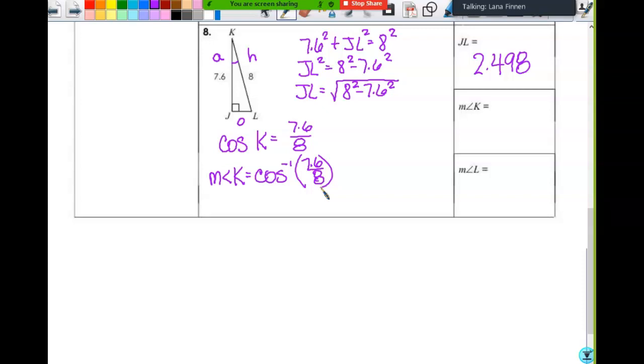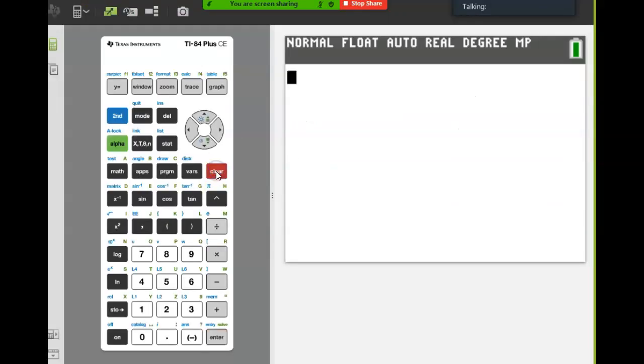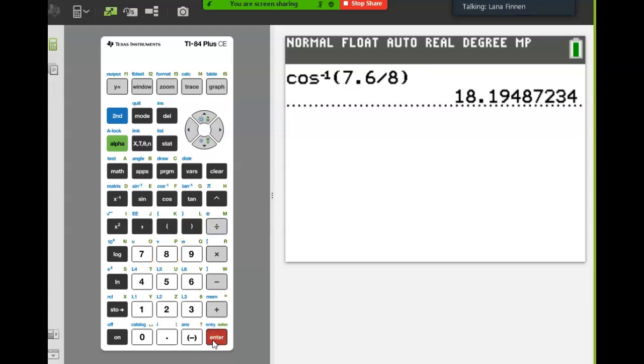So that means that the measure of angle K has to be the cosine inverse of 7.6 over 8. So when I type that in, it's my cosine inverse of 7.6 divided by 8. Okay, so that gives me one of my acute angles. I could totally use trig and the information that they gave me to find the other acute angle, right? Or I could do what with that number? Subtract it from 90. But you never want to use your rounded numbers, okay? You have to use exact numbers.